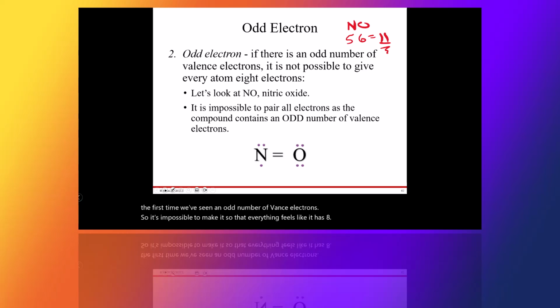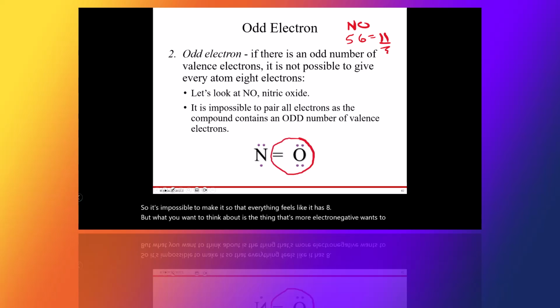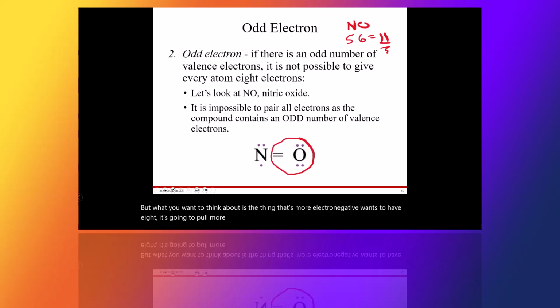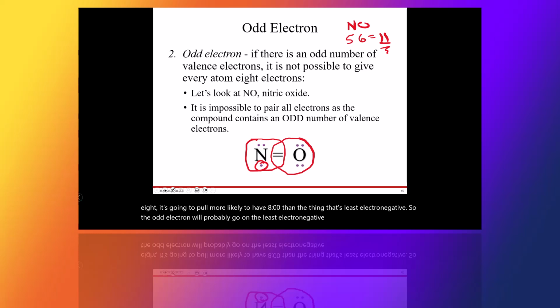But what you want to think about is that the thing that's more electronegative wants to have 8. It's more likely to pull to have 8 than the thing that's least electronegative. So the odd electron will probably go on the least electronegative element. All right, so that's the way to remember that. If you get an odd electron model and you're trying to figure out where the odd electron goes, it usually goes on the least electronegative element.